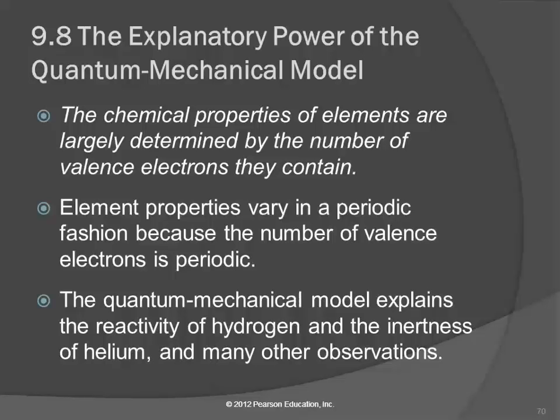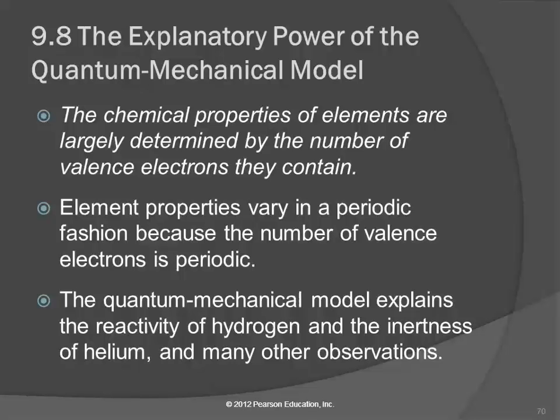The quantum mechanical model is awesome because it explains so much about what elements do. The chemical properties, and some of the physical properties too, of elements are largely determined by the number of valence electrons they have. And so we saw earlier that element properties vary in a periodic fashion.